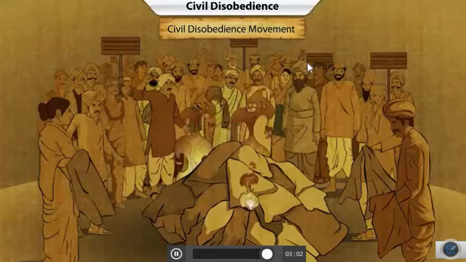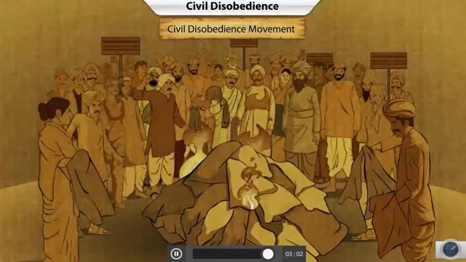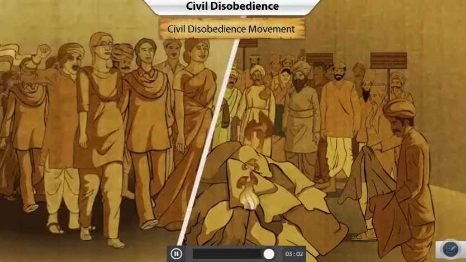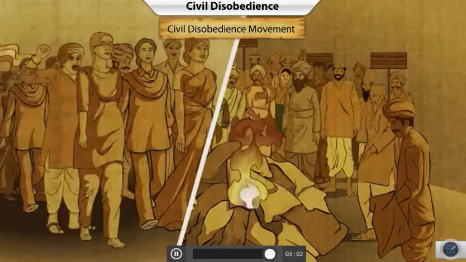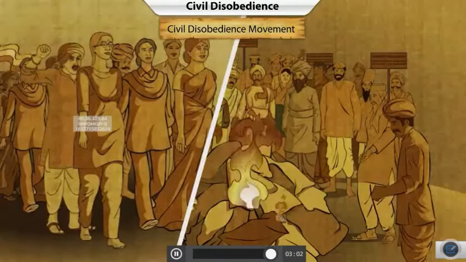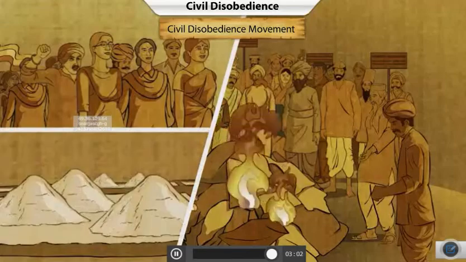Led by Mahatma Gandhi, Indians across the country began to openly protest against the British through acts like burning of foreign goods and making and selling of salt.